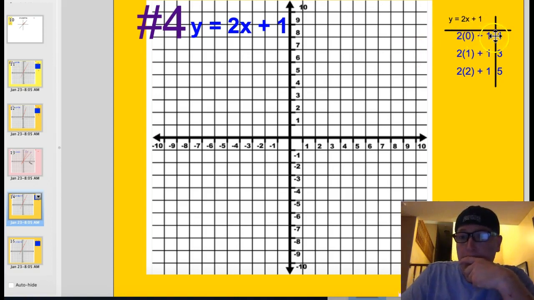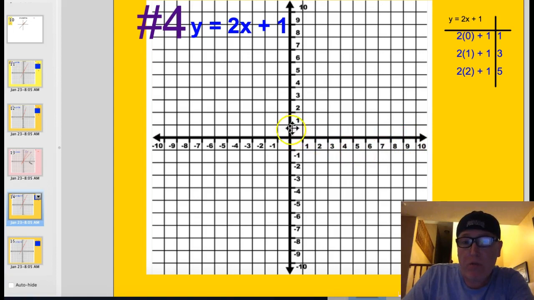Okay, this one here, we're going to have 0, 1. This one here, we're going to have 1, 3. This one here is going to be 2, 5. And you can see the way I typed it out so you can see how I got these, how you got the y value here.